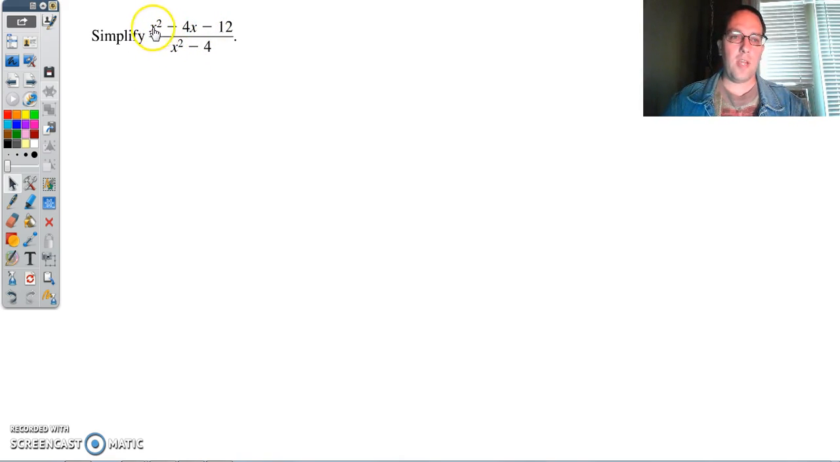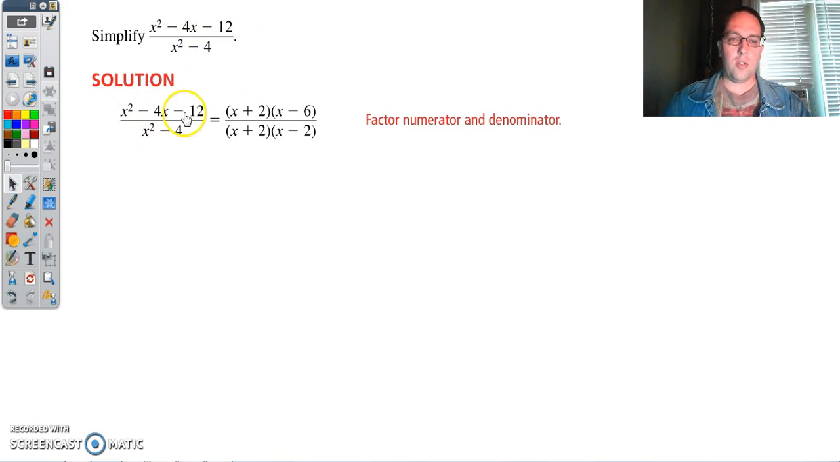So what we have to do is factor out both of these. All right. So we factor the numerator, we get x plus 2 times x minus 6. We factor the denominator, we get x plus 2 times x minus 2. All right. Now, looking at our factors, do they have anything in common? Hey, yeah, right there. They both have an x plus 2.